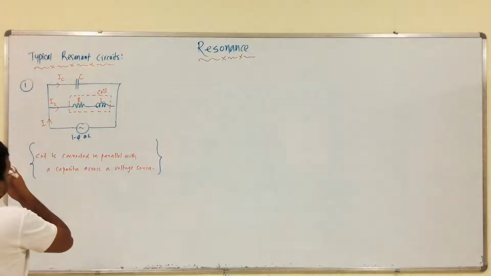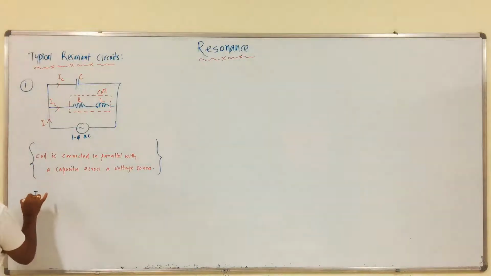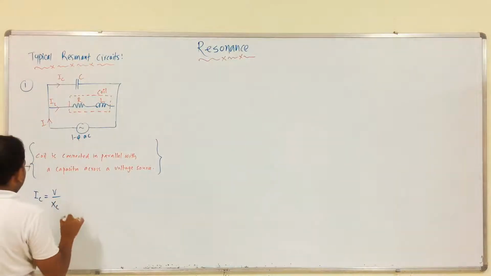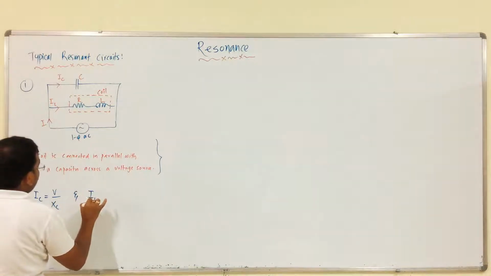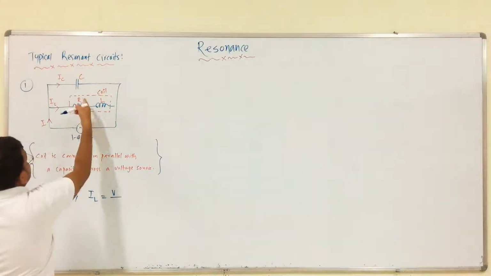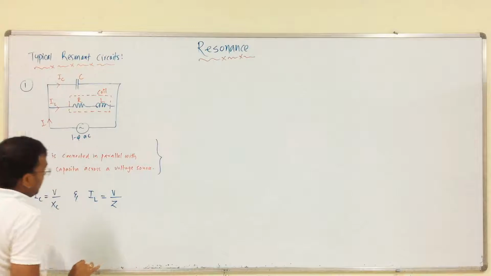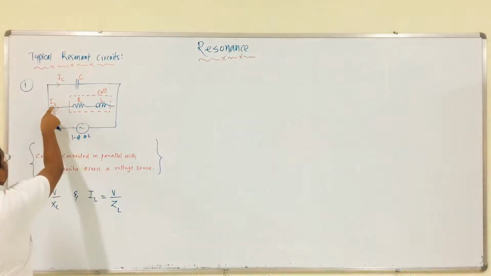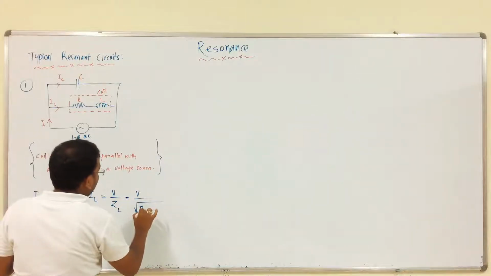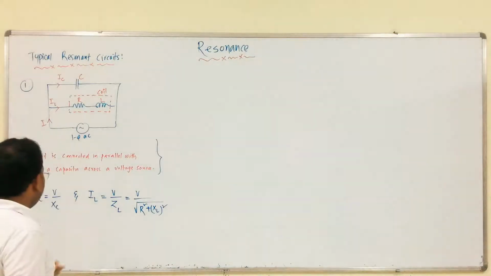So, from this, IC is simply V by XC, right. And IL is nothing but V by ZL, since the coil consists of a series combination of R and L, so we can write ZL here. That is V by the square root of R square plus XL whole square. That is it, right. This is IC, this is IL.